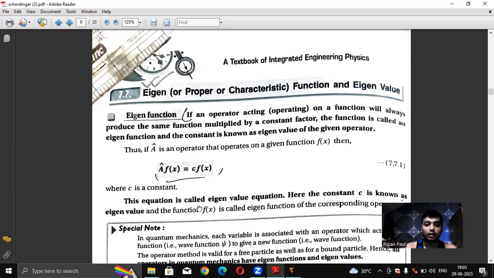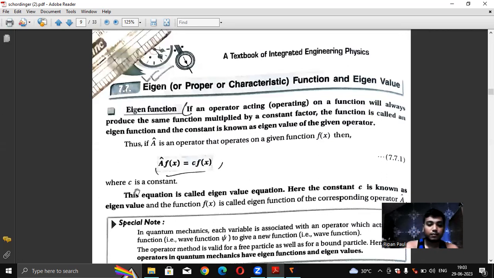If an operator acting on a function always produces the same function multiplied by a constant factor, it produces the same function. See f(x) here, and here is also f(x), but here one constant is given. This is mainly the eigenfunction. This equation is called the eigenvalue equation. It is the eigenvalue equation.